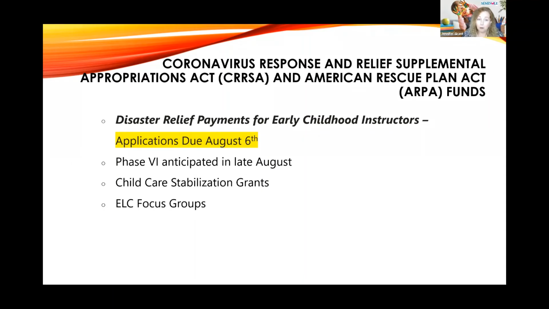So what that means is money is coming your way. They call it childcare stabilization grants. I do not know how much money, but I know it's going to be more than anything you've seen so far. So when you look at phase 1, 2, 3, 4, and 5, the next round of grants will be significant, probably more than the $2,000 here and there.